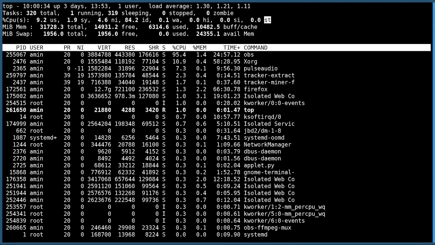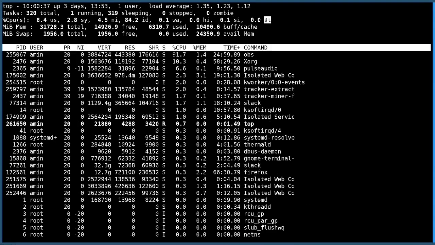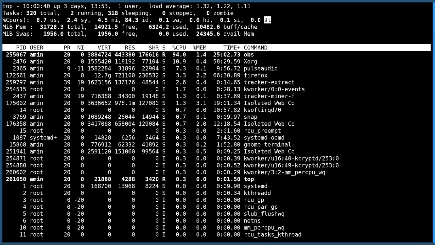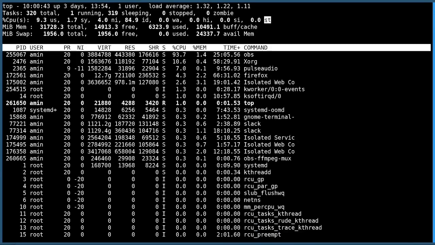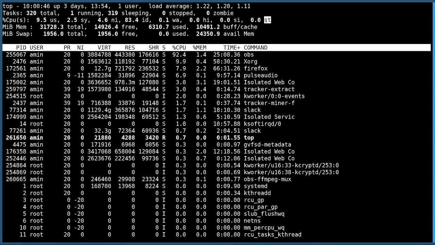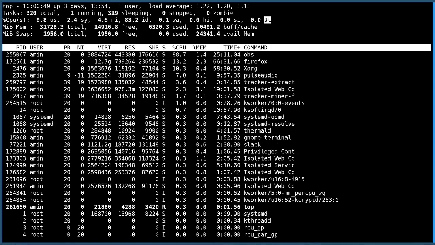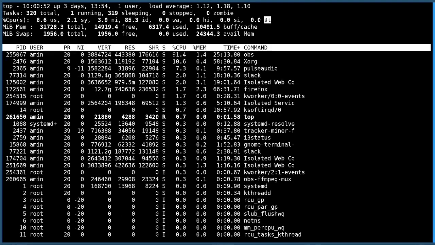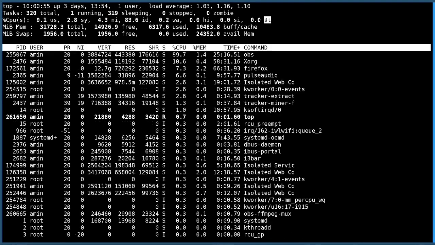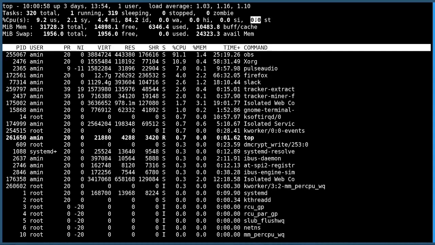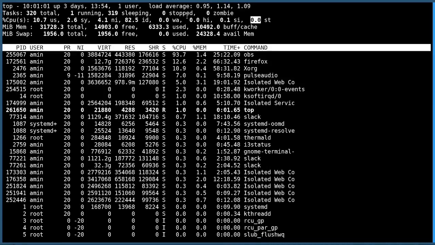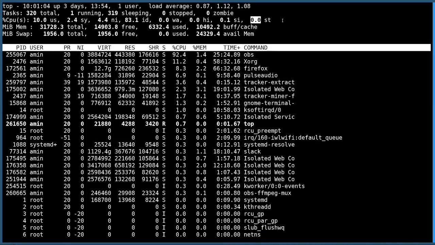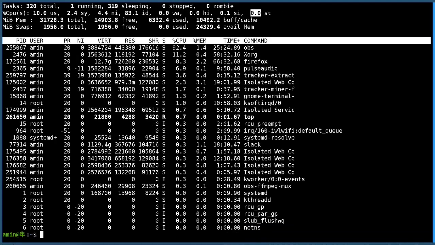So steal is relevant when you're running a virtual machine. And that is the time spent by the CPU where those cycles are being stolen from the hypervisor to allocate to other guests on the machine. So I am recording this video on a laptop, so ST should be 0 at all times, but those are all of the metrics. So that's it.